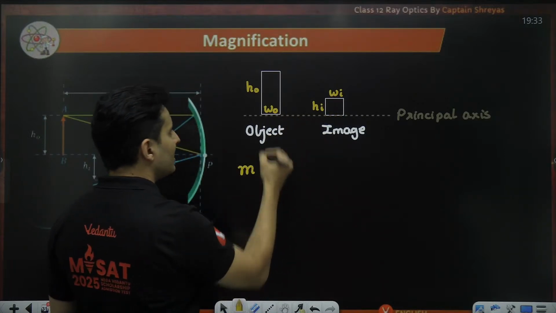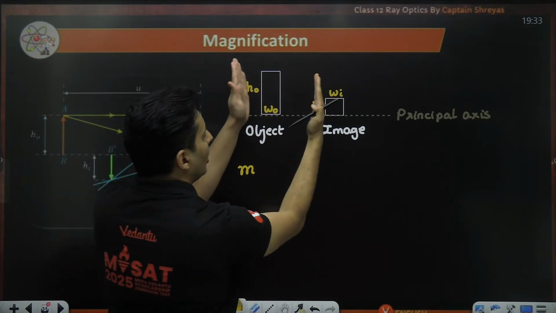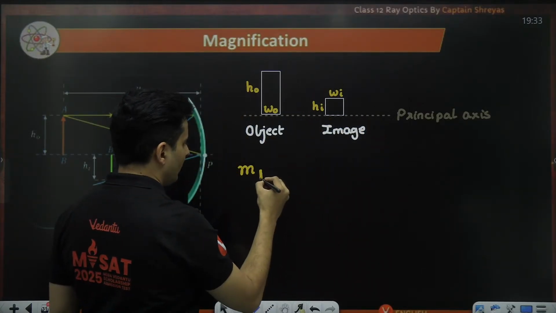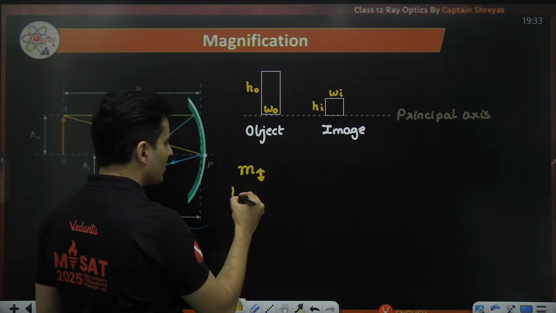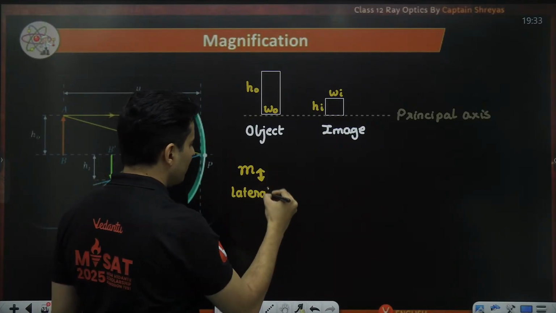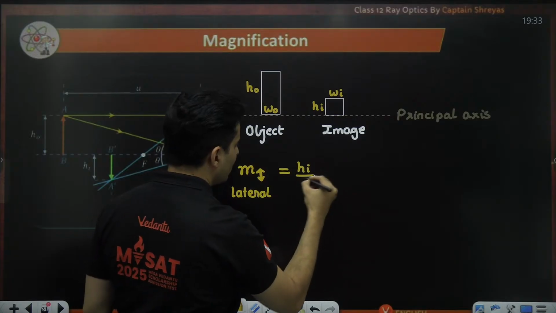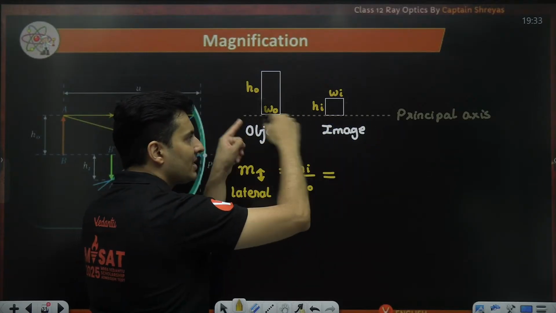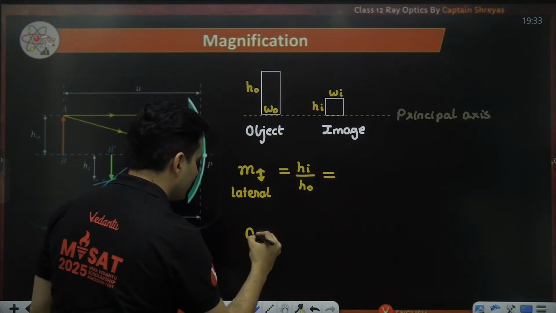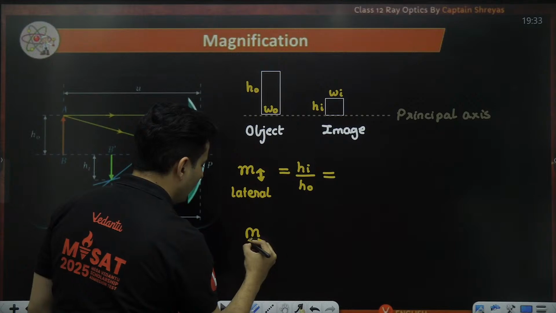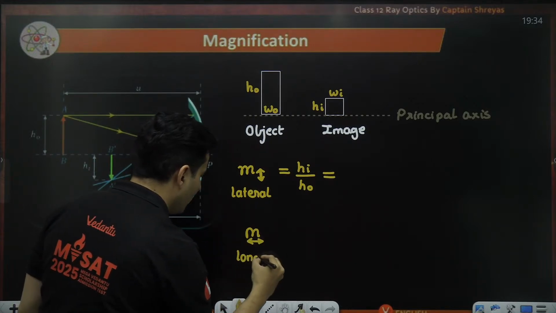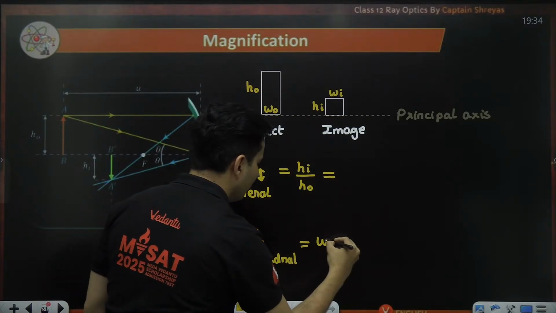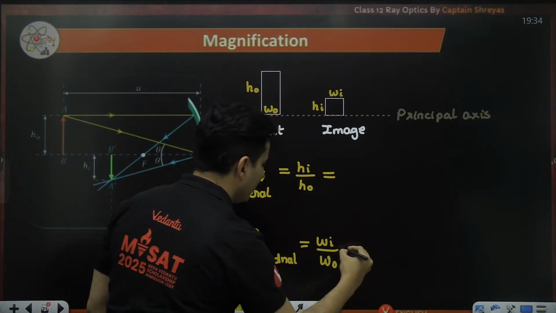So the magnification which is perpendicular to the principal axis is called lateral magnification, and this is height of the image by height of the object. But the magnification which is along the length of the principal axis is called longitudinal magnification. This is width of the image upon width of the object.